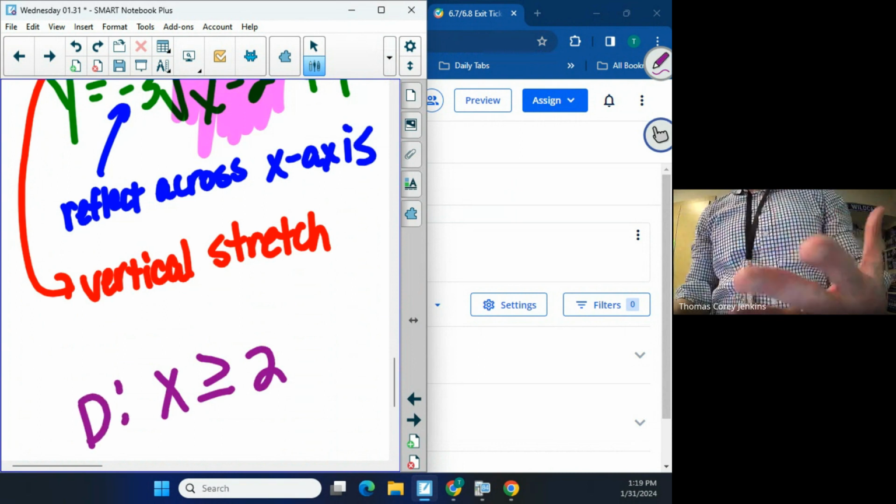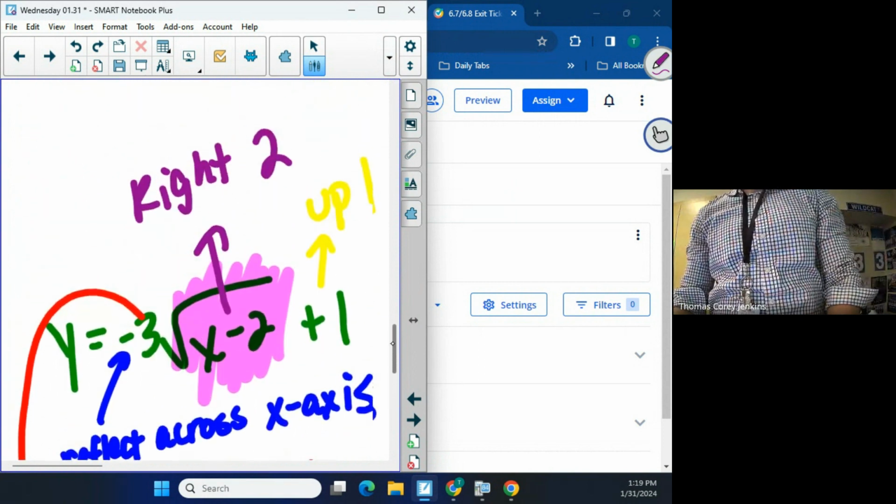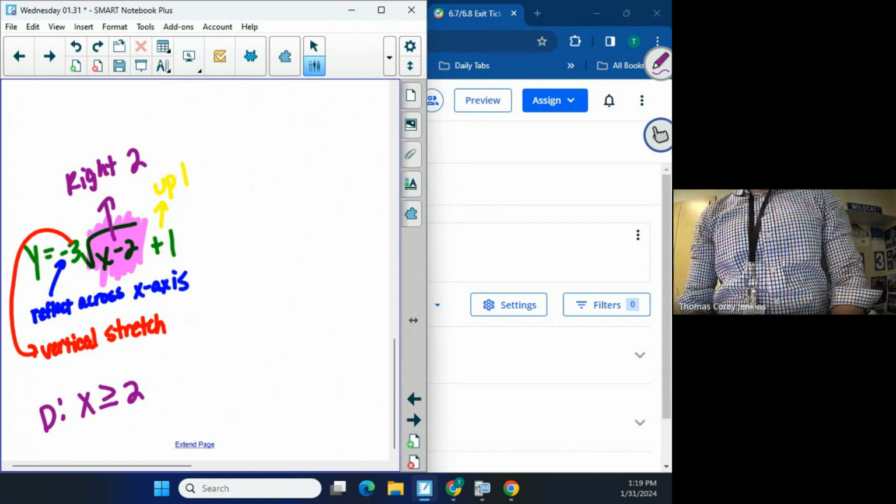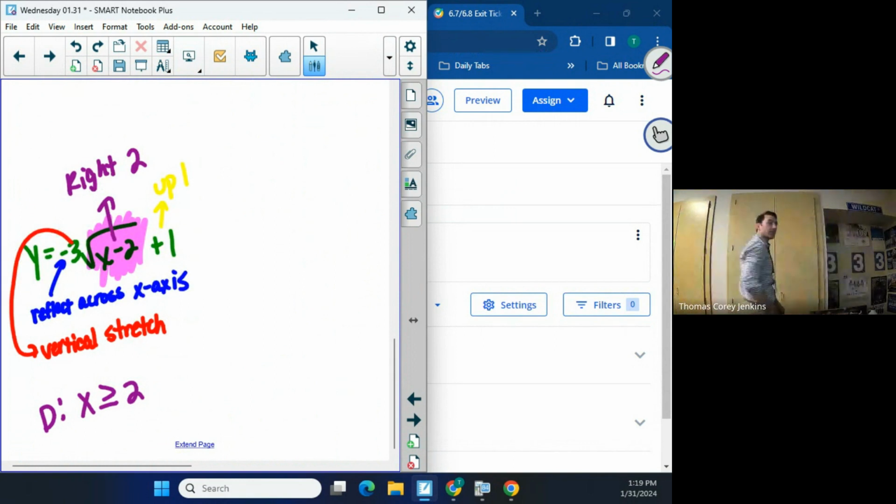Okay, so anyways, that was a little clunky because it didn't all fit on the screen, but hopefully this helps. So a little something extra you can use for your studying if you like.